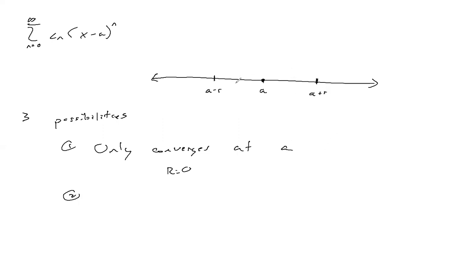So my second possibility is my series converges everywhere in between here. Power series are nicely behaved in that there aren't going to be any gaps. It's not going to converge here and then not converge here and then converge here. It's going to converge on the whole interval between a minus R and a plus R, and then it might converge at the endpoints too, right? Maybe it converges at a minus R and a plus R, or maybe just one of those.